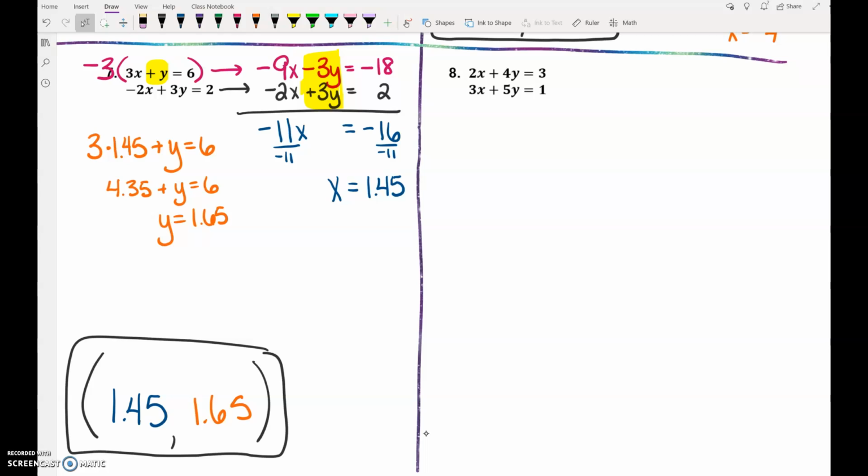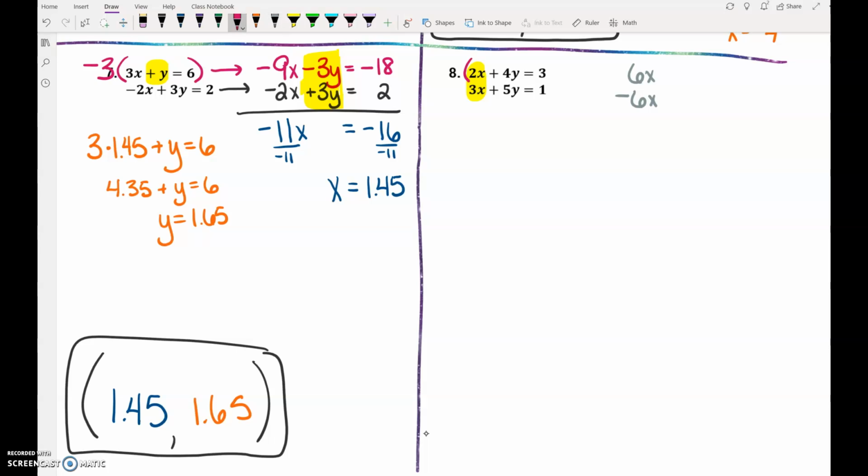There's some options. The other difficult thing is that everything is positive, so we don't have a negative already glaring at us. Should we tackle 2x and 3x or 4y and 5y? Go for the smaller numbers if possible. And our goal here, think about 2 and 3. What number pops into your head when you think of 2 and 3? 6. So we really want this top one to be 6x and the bottom one to be negative 6x. Or the top negative 6x, the bottom positive 6x. As long as one of them is positive, one of them is negative, you're good.